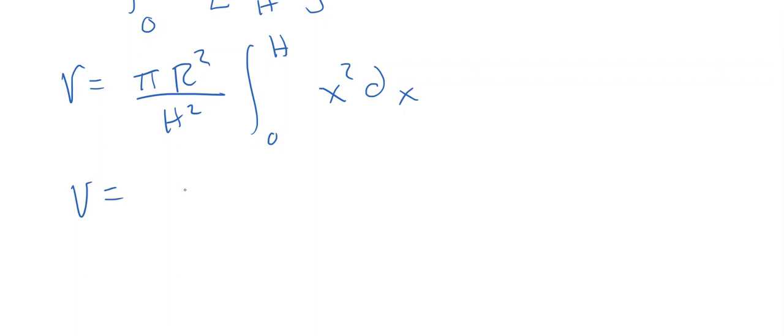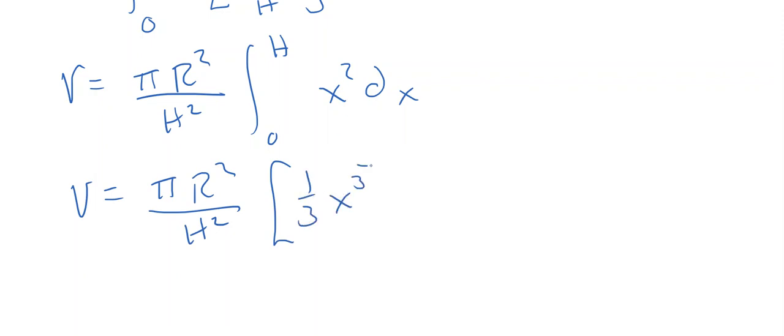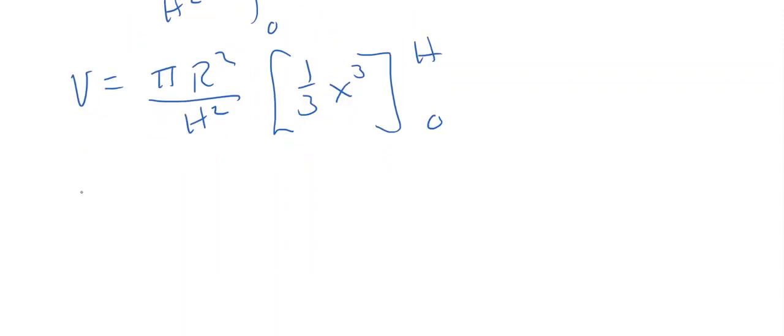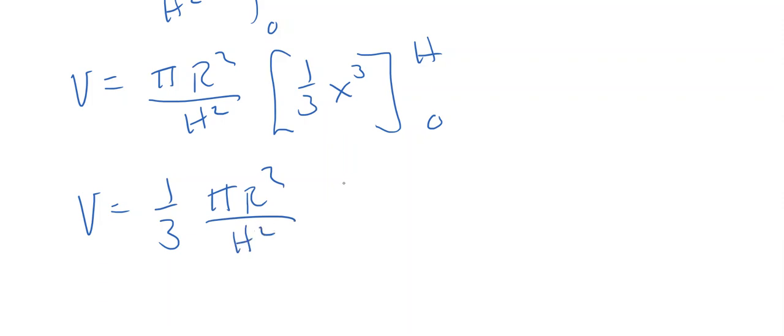we will have our constant, and then 1/3 x cubed, and that is all being evaluated from 0 to h. Well, the 1/3 again is a constant, so I'm going to bring that out with the rest of the constants. So I have 1/3 pi r squared over h squared, and then doing the fundamental theorem of calculus, we have h cubed minus 0 cubed, which all just becomes h cubed.